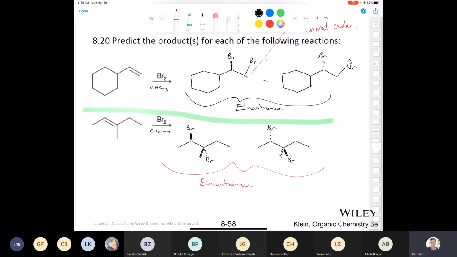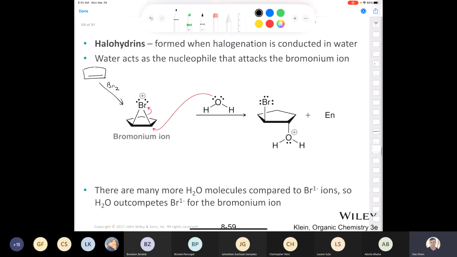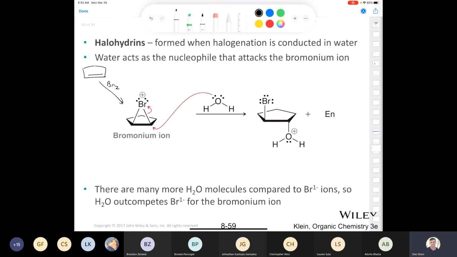When solvents are really important, you might say, well, in chapter 7 we had solvents all the time. That's because in those reactions it was important whether you had a polar protic or an aprotic solvent. Well, if you take the alkene and treat it with bromine, but instead of chloroform as your solvent, you do the reaction in water, then instead of the bromide coming in to react, there are so many more water molecules than bromide that the bromonium is actually going to be attacked by a water molecule.